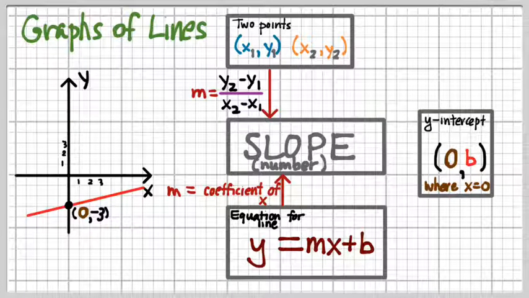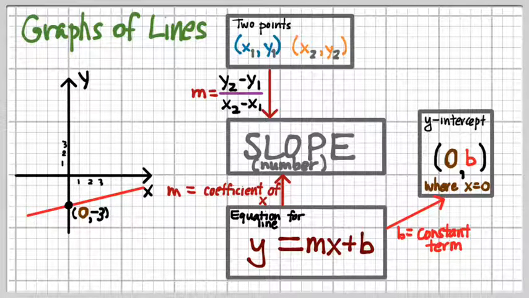So if I give you an equation of the form y equals mx plus b, and you need to find the y-intercept, all we have to do is just read off the constant term. Right? It's the term that doesn't have the x attached to it in y equals mx plus b.